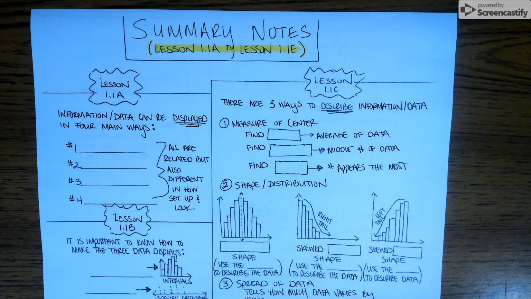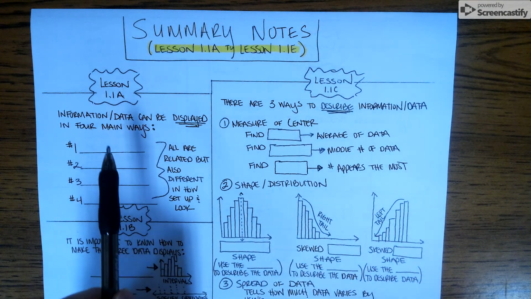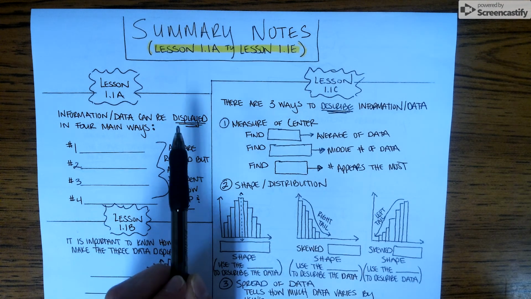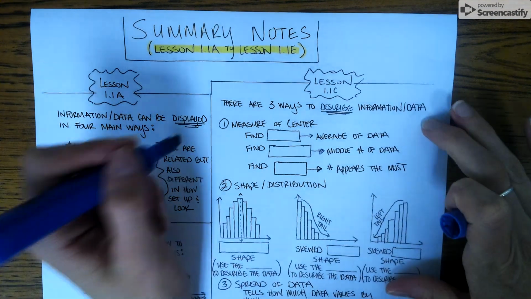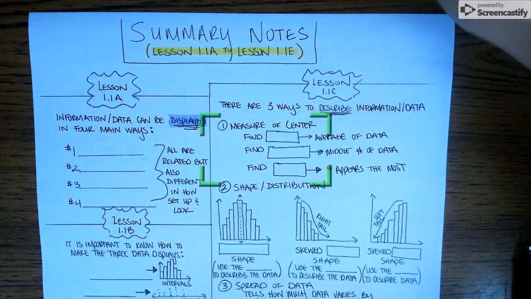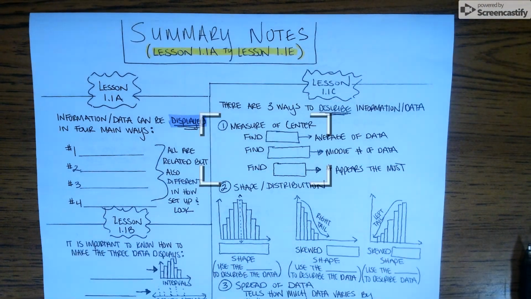So with that being said, a lot of what I'm going to be covering today are concepts that you learned in previous math courses, but I am here to go over with you how we are going to use that knowledge and apply it in algebra. In lesson 1.1a, the main takeaway is learning about all the different ways that data or information in general can be displayed. I'm going to take a highlighter and highlight the word displayed, because that is an important takeaway from that lesson: how data is displayed.